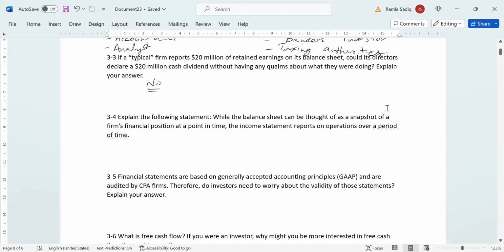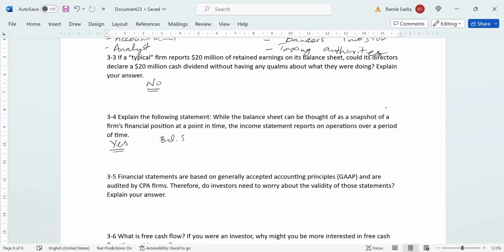Explain the following statement. While the balance sheet can be thought of as a snapshot of a firm's financial position at a point in time, the income statement reports on operations over a period of time. It's safe to say that, yes, this statement is absolutely correct. If we were to elaborate, the balance sheet shows the firm's financial position on a specific date, for example, December 31st, 2023. It shows each account balance at that particular point in time.